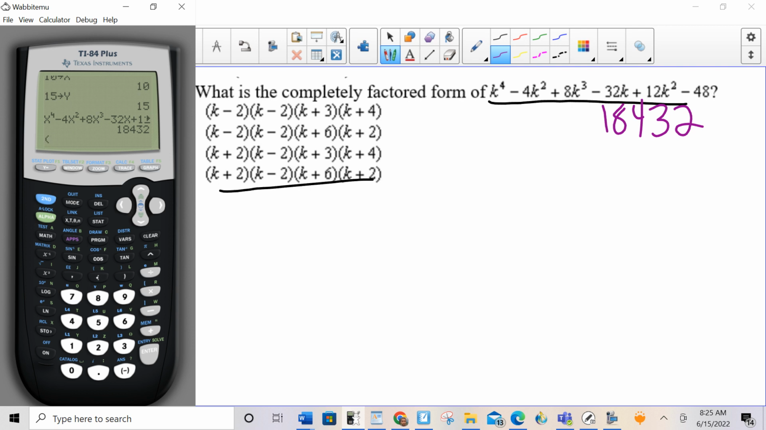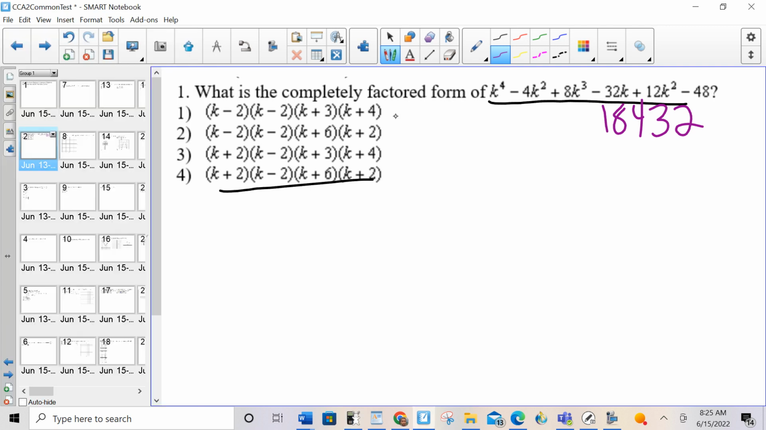So choice 1: x minus 2, x minus 2, x plus 3, x plus 4. I get 11,648. That's not the same, so that can't be the answer.